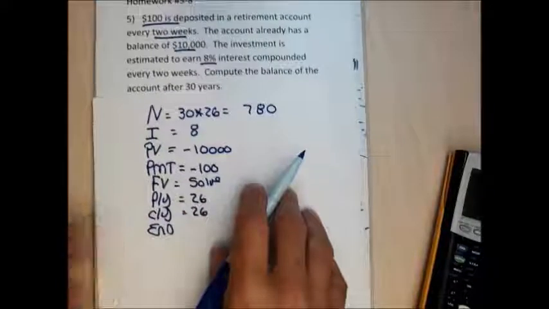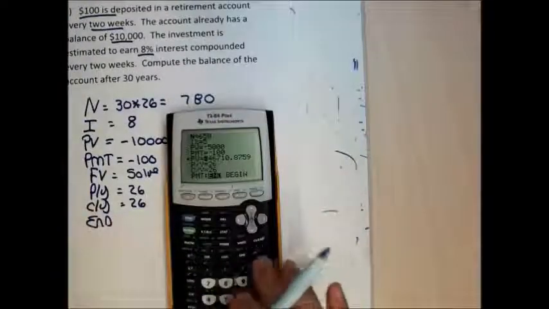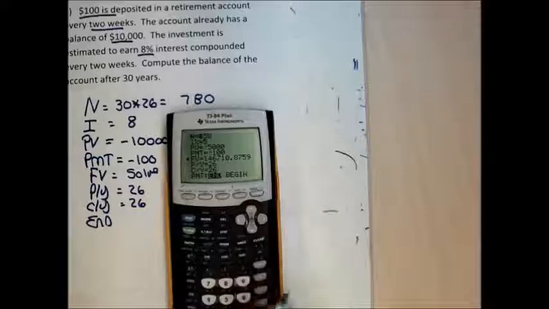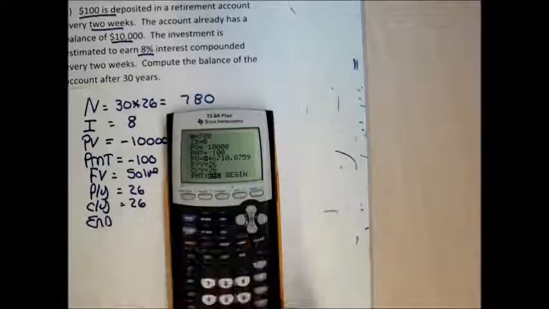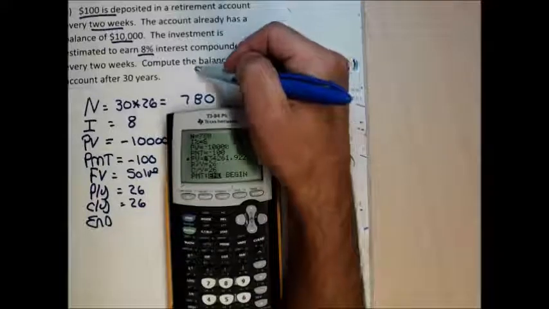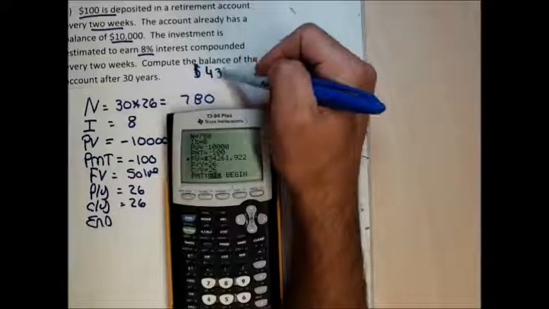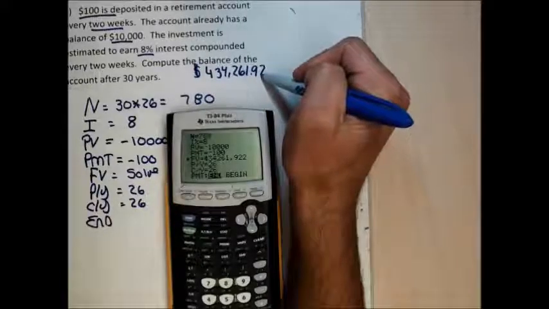Let me enter these and see where I go here. So on my calculator on the main screen now, for N, I'm going to go 30 times 26, 8 for the I, negative 10,000 for the PV, negative 100 for the PMT, 26 for the PY and the CY. Now my green alpha followed by enter. And I come up with $434,261.92.